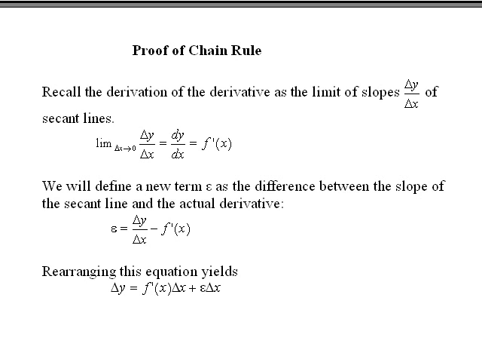So here's a proof of the chain rule. I'm going to recall that the derivative was a limit of slopes, delta y over delta x, of those secant lines as delta x went to 0. And then we call that f prime.